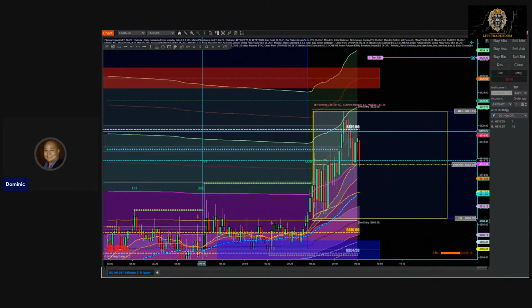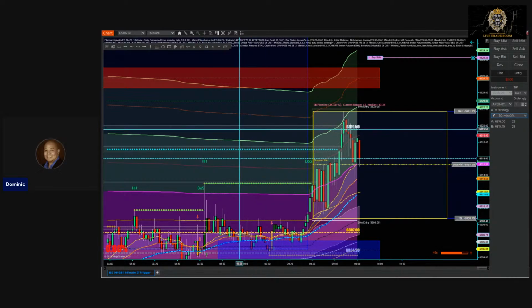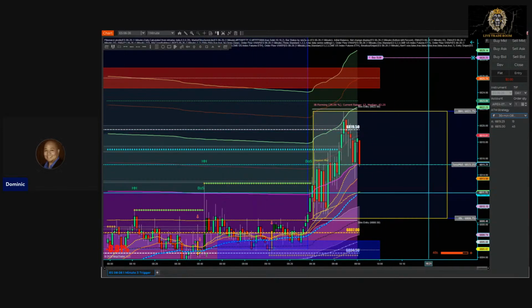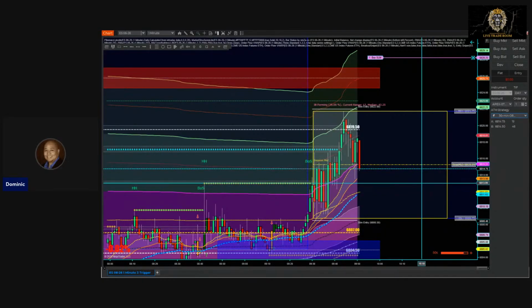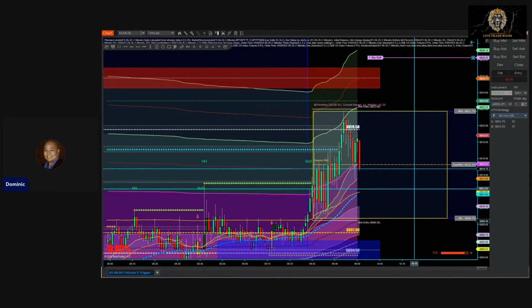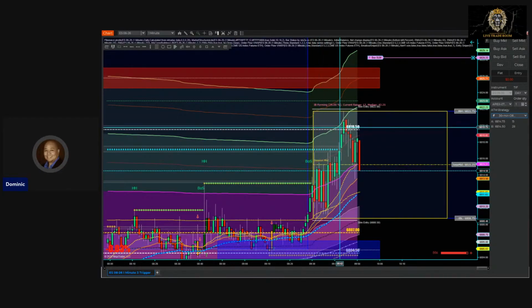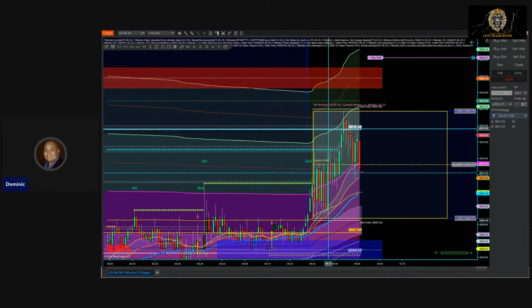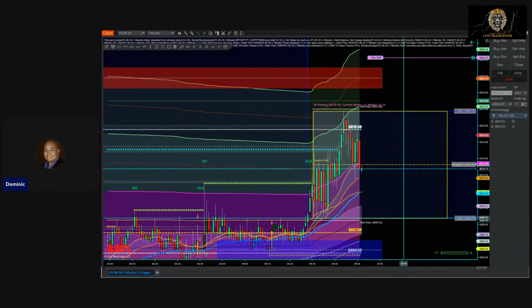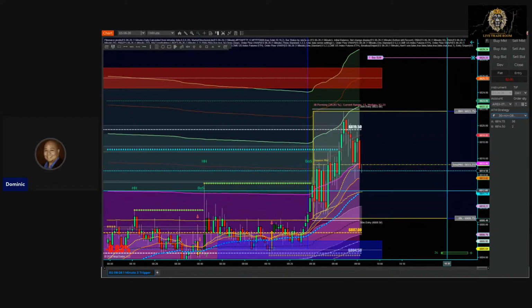Right here, this white line, you know what that is? That's basically the value area high right now, based on the Globex volume profile, not the New York session, which is right here. This value area high is based on the opening of the Globex session.